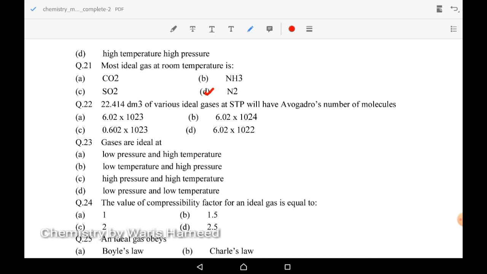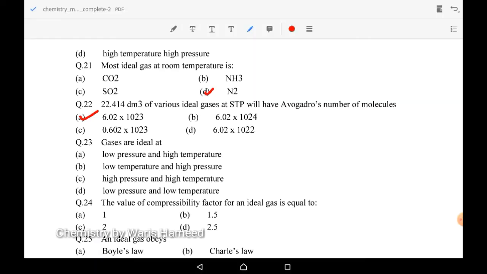Molar volume of various ideal gases at STP will have Avogadro's number of molecules. In this statement, the questioner has told you the answer: the molar volume of an ideal gas at STP will have Avogadro's number of molecules. And what is Avogadro's number? That's 6.022 multiplied by 10 raised to power 23.